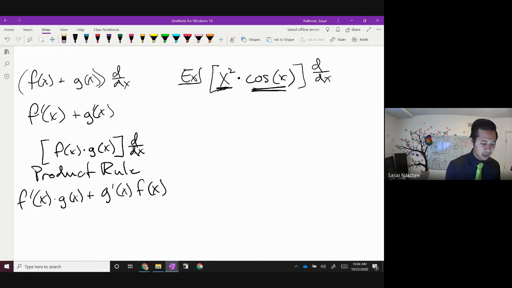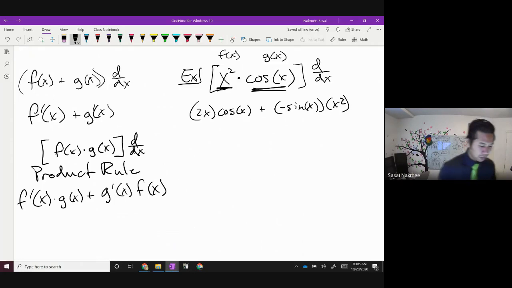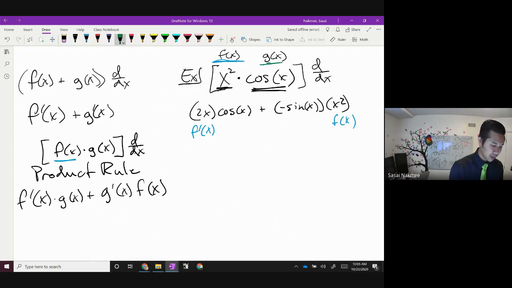You would apply the product rule. If this is my f of x and this is my g of x, you do all that work and you get 2x times cosine of x plus negative sine x times x squared. Hopefully you can see where this is coming from. This is the derivative of f of x right here, and then this over here is g of x. And then this over here is the derivative of g of x. That's where it's coming into play.